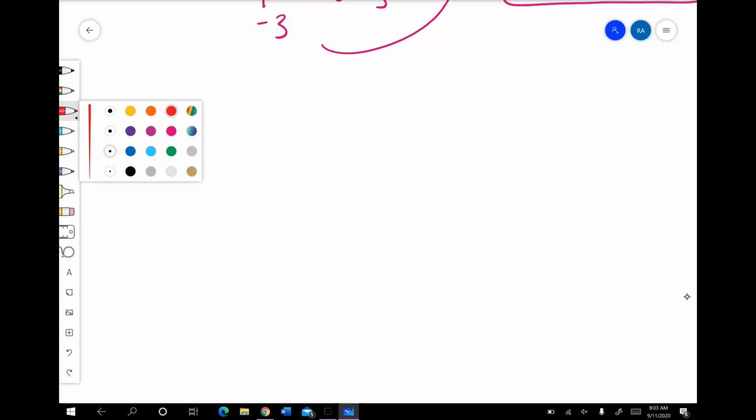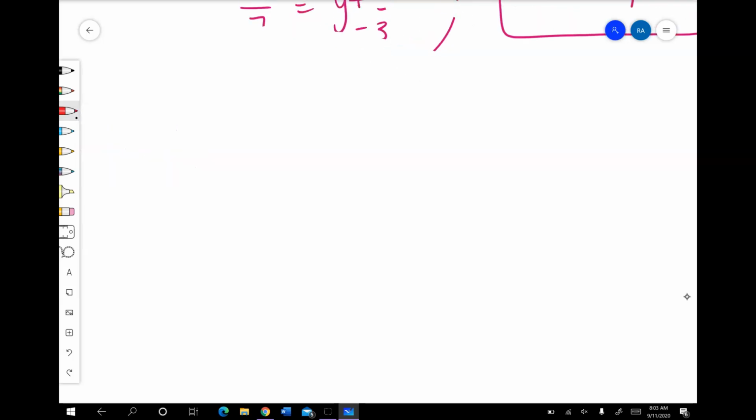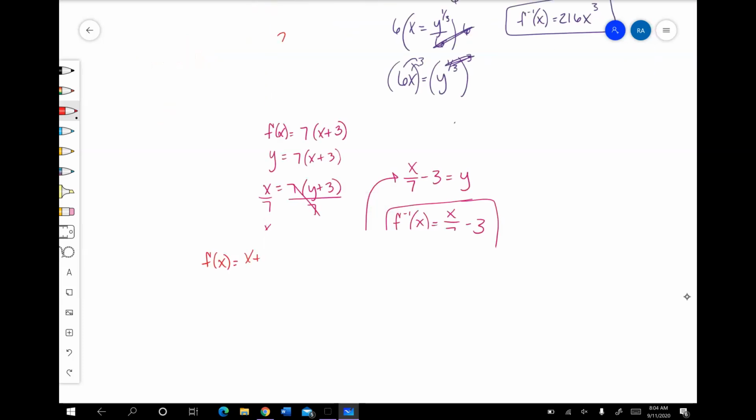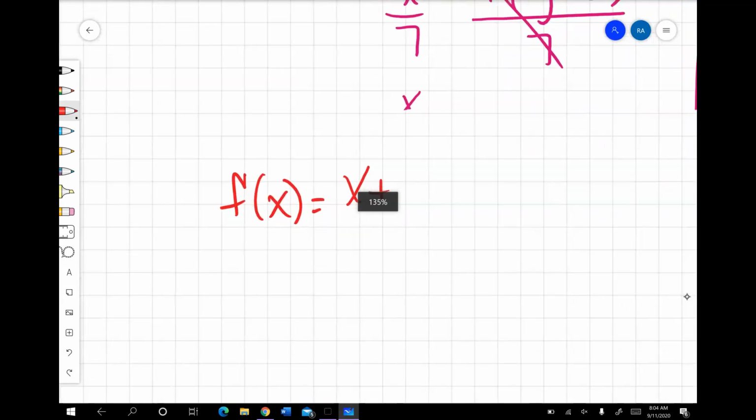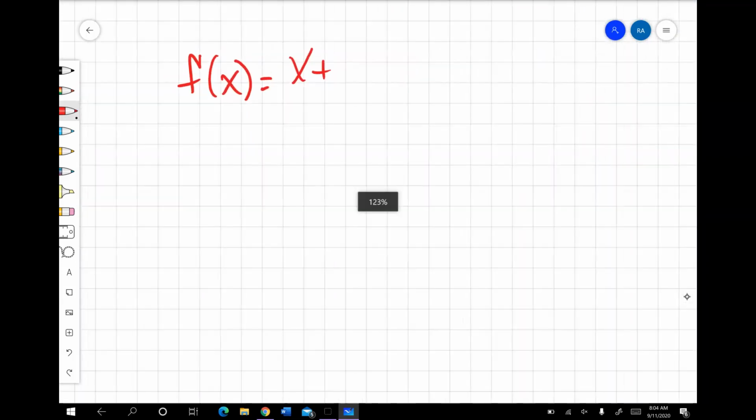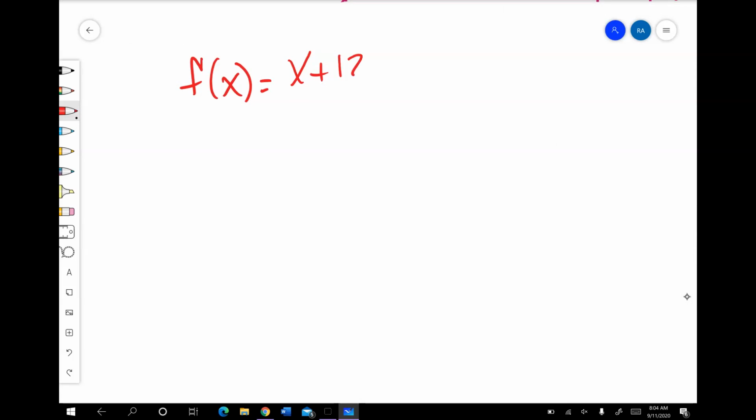Let's do f of x is equal to x plus 12 divided by 7. There we go. All right, so change f of x to y. Switch x and y.